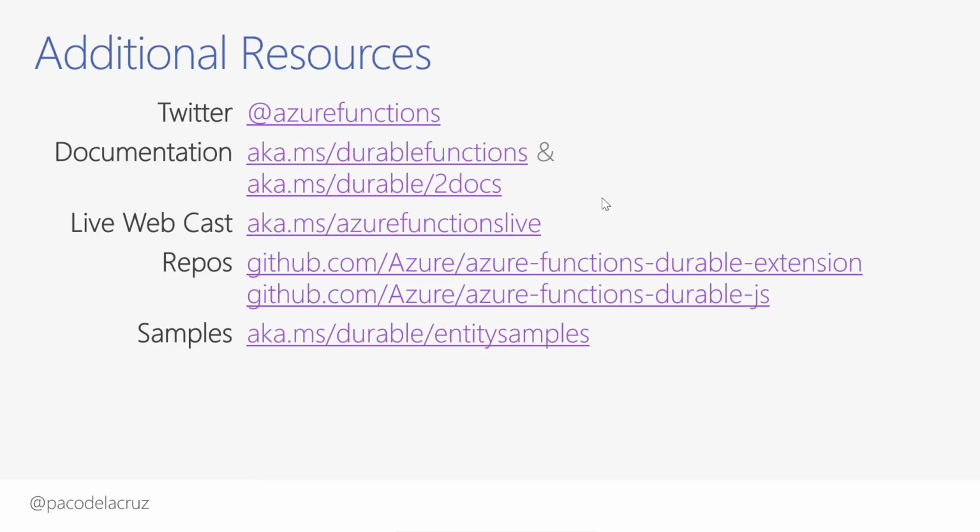So there are some additional resources, so you can follow the functions team to be aware of the latest releases and updates. You can also see the documentation of durable functions and durable functions 2.0. They also have a live webcast that they have probably every month. You can also have a look at the repos, so the runtime and all the engine behind durable functions is open source. The extension and the implementation for C# and Node is available, so you can even contribute or see what's happening behind the scenes, and there are some samples as well.